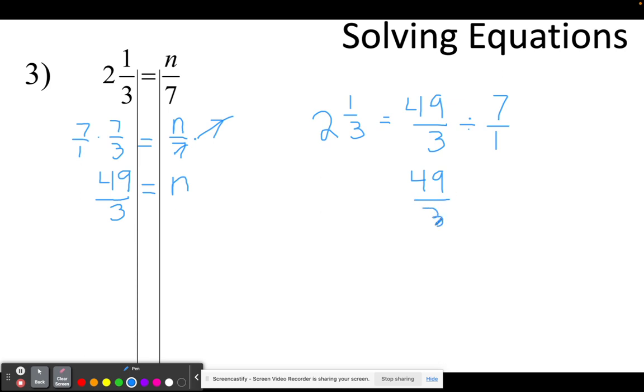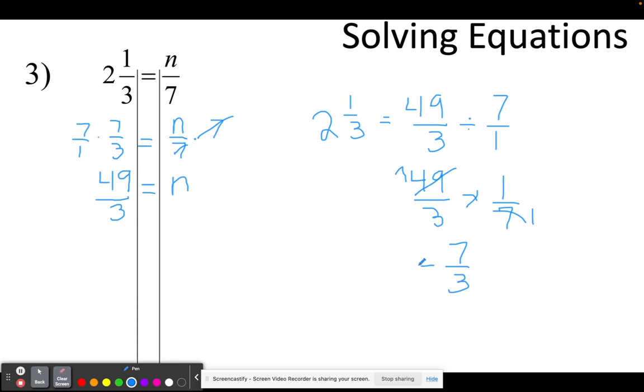Switch. And flip. Simplify before you multiply. I can simplify my 49 and my 7. This becomes a 7. This becomes a 1. 7 times 1 is 7. 3 times 1 is 3.